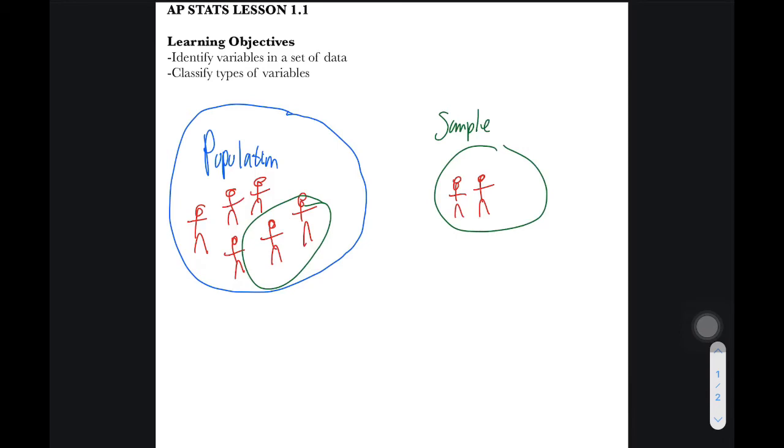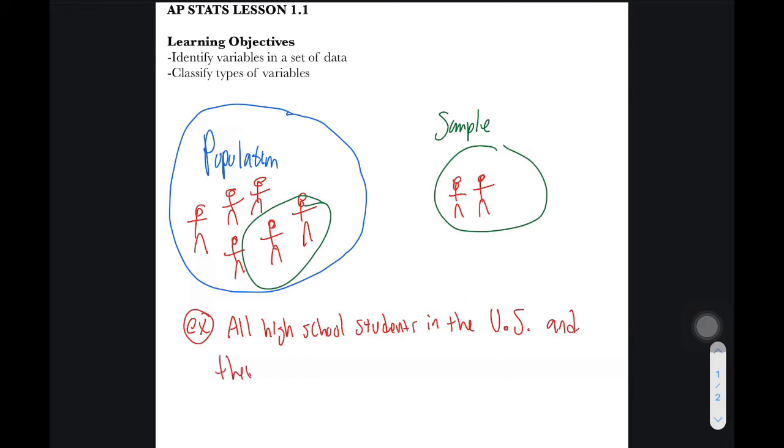Now, types of variables we can talk about by doing an example. Let's say this example, I want to look at all high school students in the U.S. and their characteristics. So all high school students in the U.S. and their characteristics.